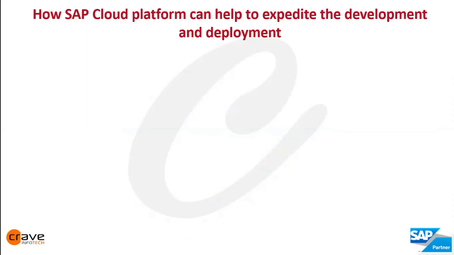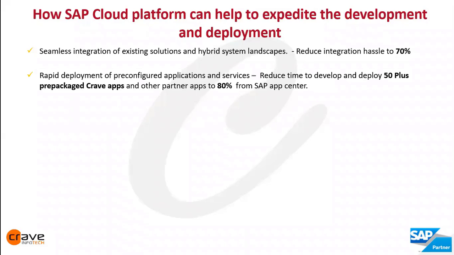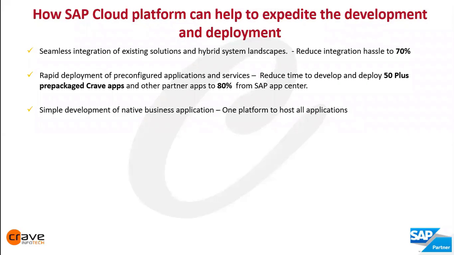Now the last topic is how the cloud platform can help expedite development and deployment. A lot of people think that it's going to add more overhead. Cloud platform definitely simplifies the integration of existing solutions in the hybrid system landscape. If you need to combine information from multiple sources, cloud platform integration definitely helps a lot. It reduces the hassle, and the study says up to 70%. Rapid deployment of pre-configured applications means you don't have to worry about the on-premise platform, whether it's SAP or non-SAP, and that's where the cloud platform plays a big role.